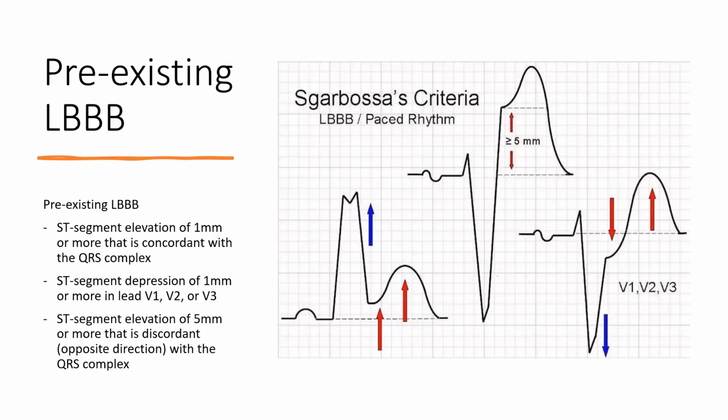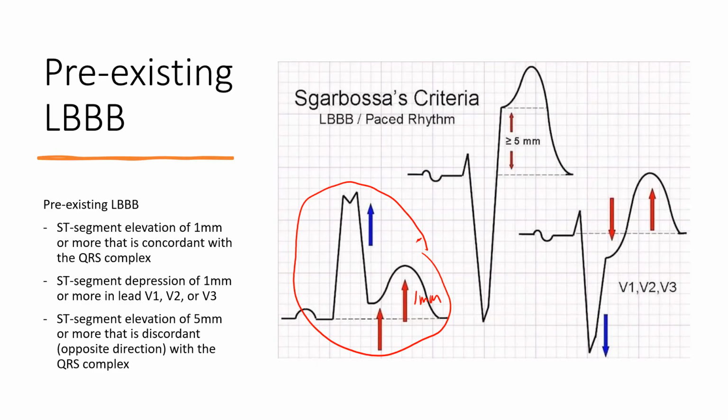Looking at some of the mimics, so pre-existing left bundle branch blocks, we do have a bit of criteria here for it. If we suspect or know there's a left bundle branch block, we can use the Sgarbossa criteria. There is a modified one, but essentially, ST elevation of 1 millimeter or more that is concordant with the QRS complex. So that's referring to this part here. If this is elevated by 1 millimeter, and you also have a positive deflection of the QRS, we can consider that meeting STEMI criteria.